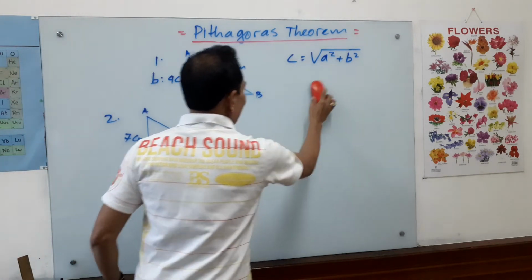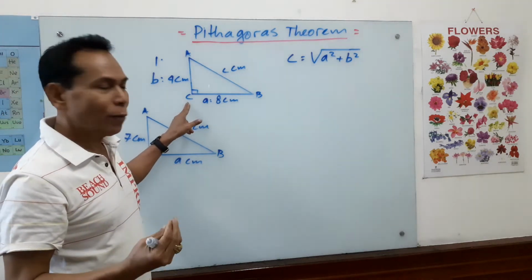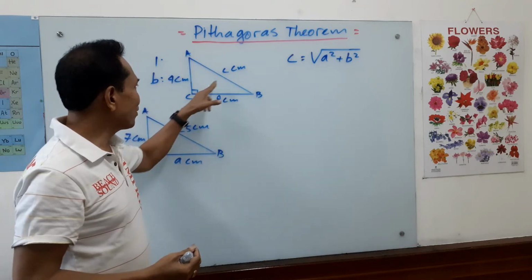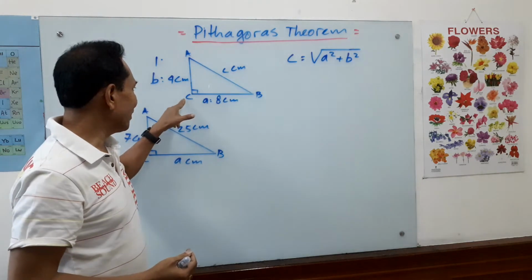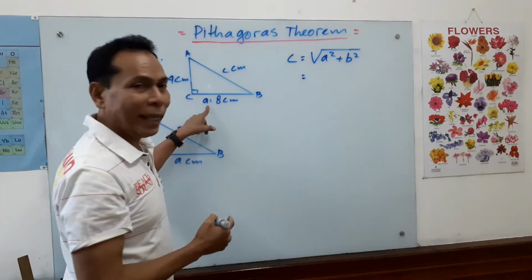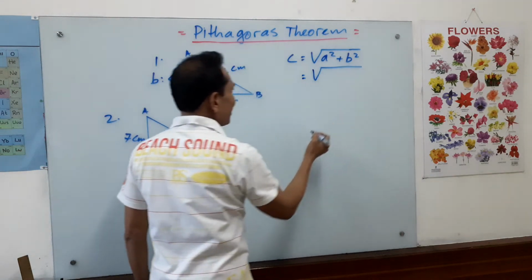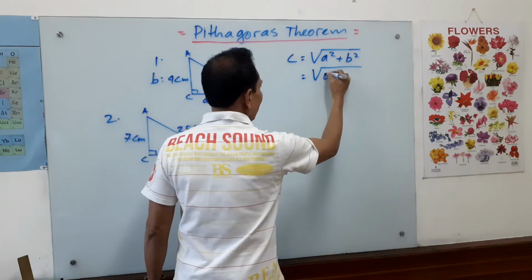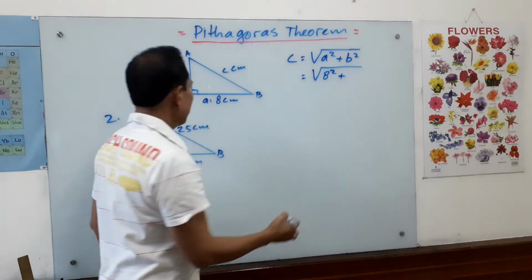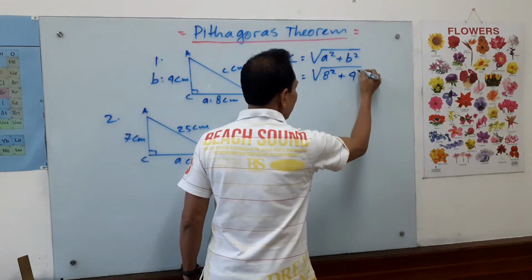Now we work this out. We want to find the value of this side here, from A to B, which we name C after this angle. We know A is 8 cm, so we make the square root again: 8 square plus B, this B, 4 square.